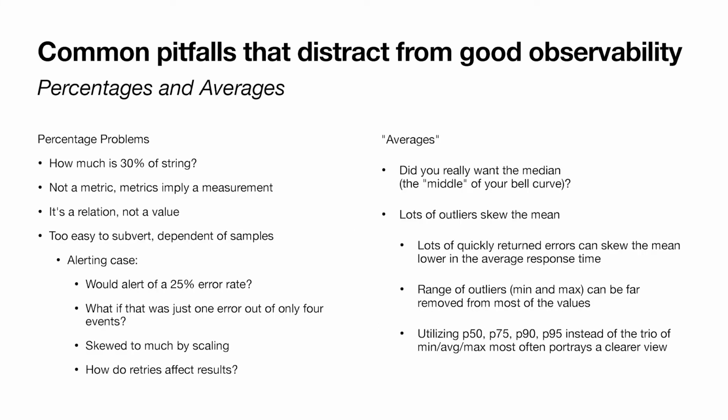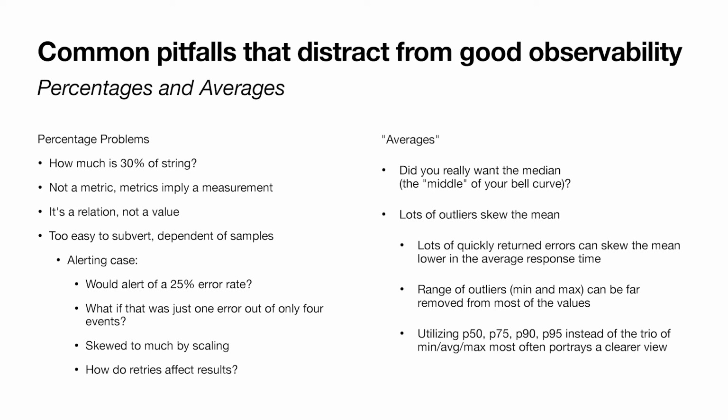Another pitfall that I commonly see has to do with percentages and averages. I'm sorry, folks, I don't think percentages are metrics. If I ask you for 30% of string, how much do I get? I don't really know, right? If it's 30% of the CPU, what size box was that? How many cores did it have? I have no clue. Percentages really are a waste of your time.